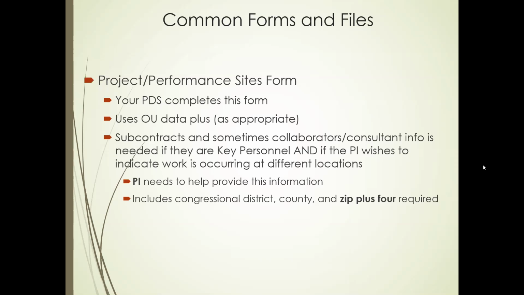And so if you do, then you have to help provide that information to us because it's not resident normally in our systems that we can pull from. And your PDS can send you a form to fill out that has all those blocks for the types of information that we need. We do need the congressional district, the county, and the zip plus 4. The zip plus 4 is required on all the form entries, and it won't let us bypass it.